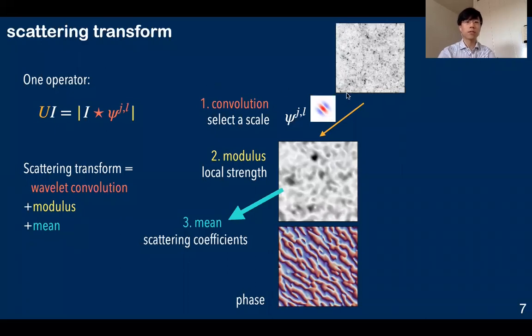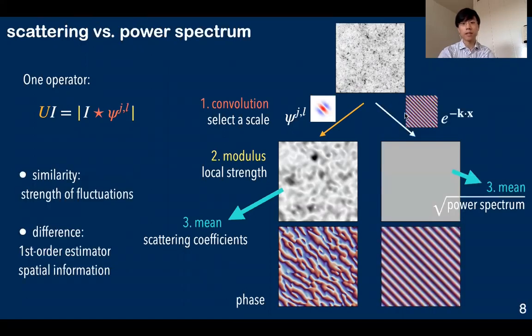These operations actually remind us of the power spectrum, and indeed, the power spectrum can be defined in this framework too. If we convolve the original image with a Fourier eigenmode, what we get will be just another Fourier eigenmode, and the only information is the initial phase. So then if we take the modulus, we have a uniform image, and then take the mean, that will be the square root of the power spectrum at the frequency k of the convolutional kernel.